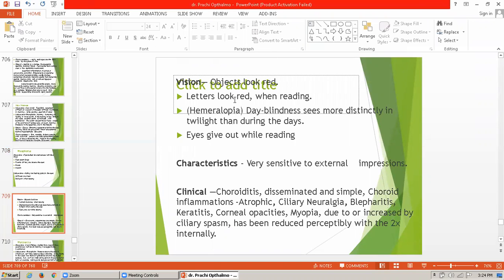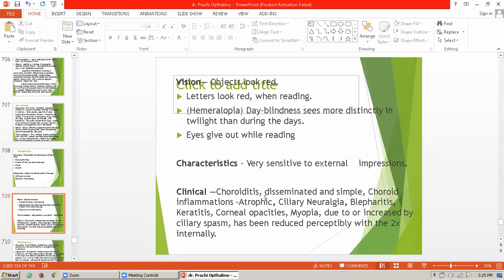Vision: objects look red, letters look red when reading. There is hemeralopia, day blindness; the patient sees more distinctly in twilight than during the day. Eyes give out while reading, and a characteristic is being very sensitive to external impressions.